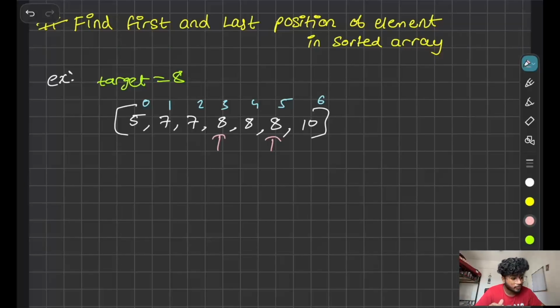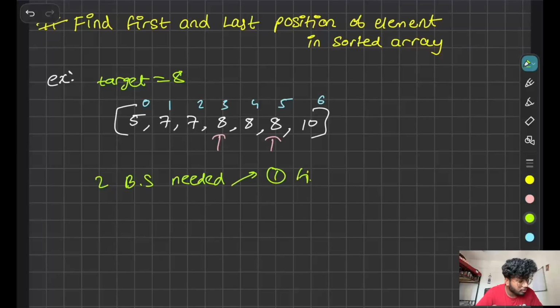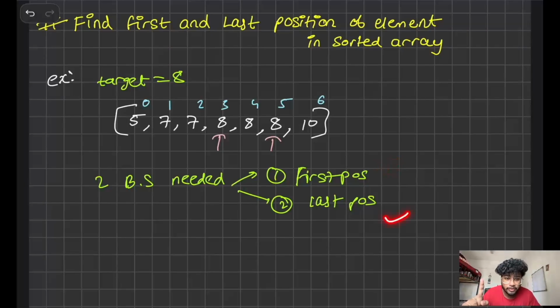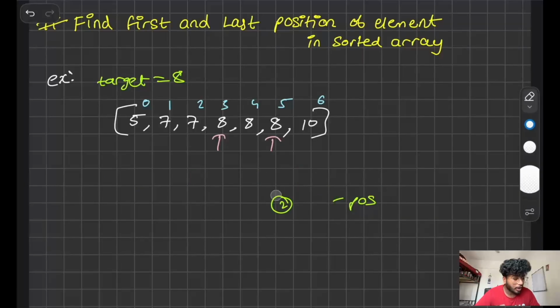So the first observation is that you need two searches, two binary searches needed. One would be for the first position and the second would be for the last position. Pretty clear? So now our problem simplifies to this. We need to find the first position using one binary search, and the last position using a second binary search. Let's try to find the first position now. We will come to the last position later.